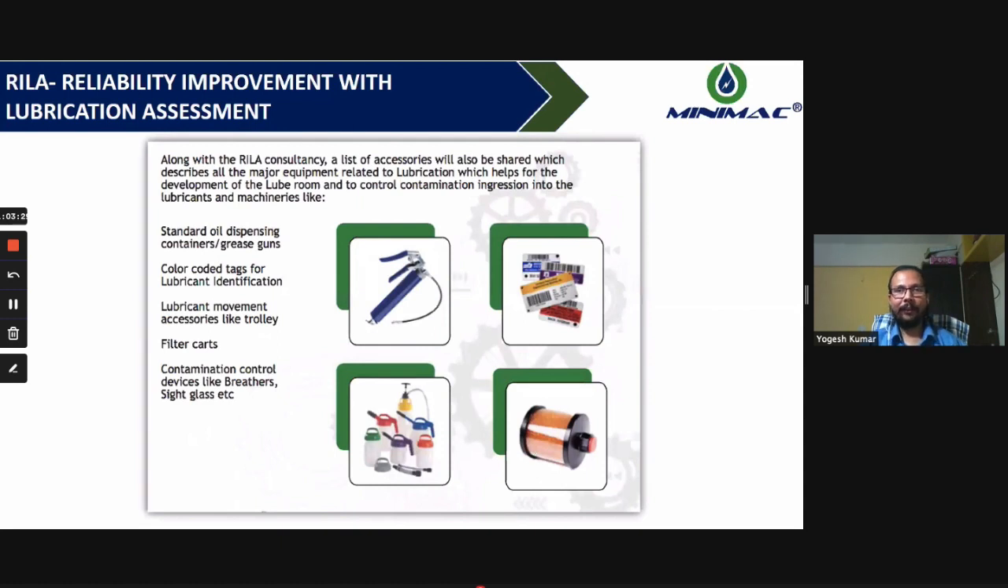Lubrication assessment. Priti madam already discussed this during her part of the presentation, that is, the standard practices we should adopt to avoid any case of cross contamination or contaminant ingression, or we can say totally for the lube oil management. Priti madam has explained it, so we do not waste time on this.